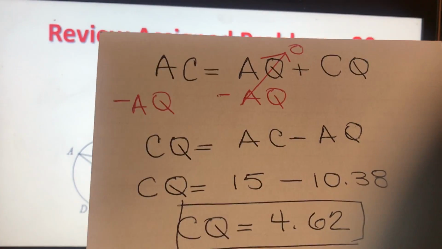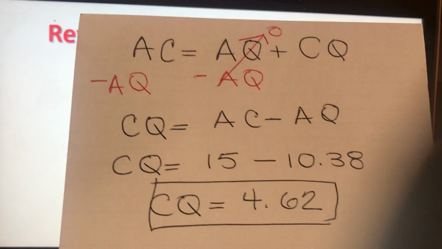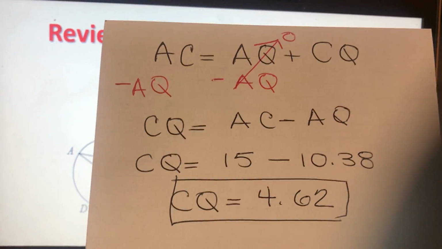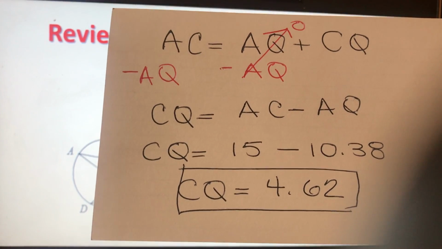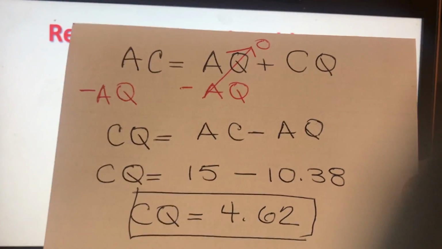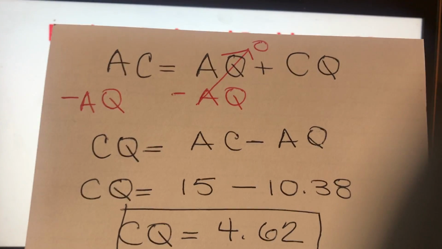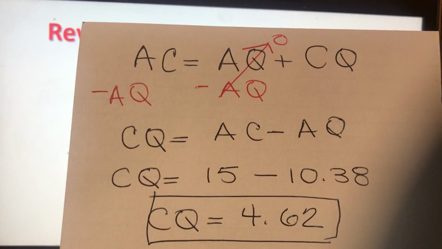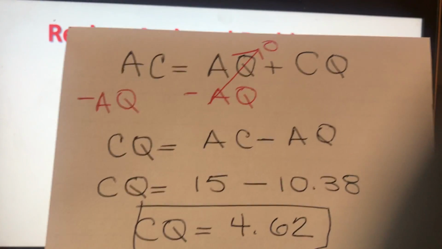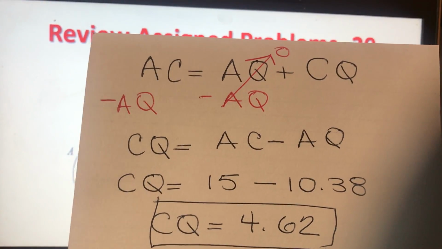Performing that, we know then that CQ is equal to AC minus AQ. So CQ is going to be equal to AC, which is given. The measure of AC is 15. And the measure of AQ is the measure we found in our previous step, which is 10.38. So CQ is equal to 15 minus 10.38, which is equal to 4.62.